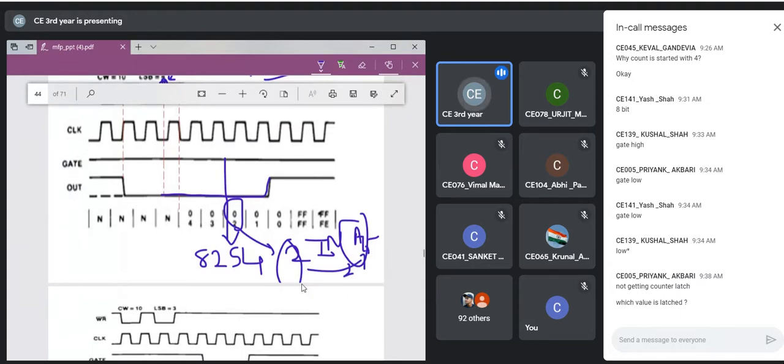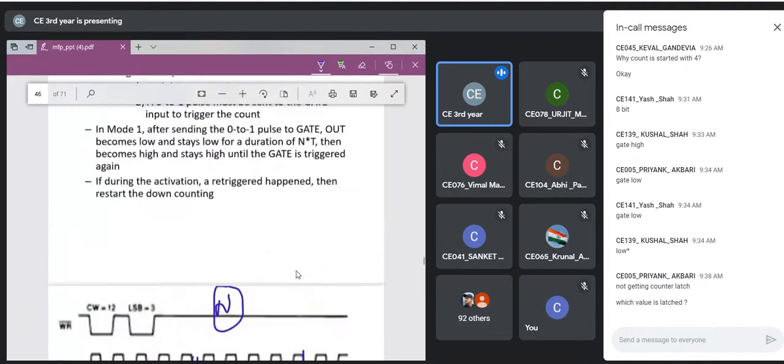Is it solving your doubt, Priyank? Should I explain again? Is it clear to you, Priyank? Yes or no?